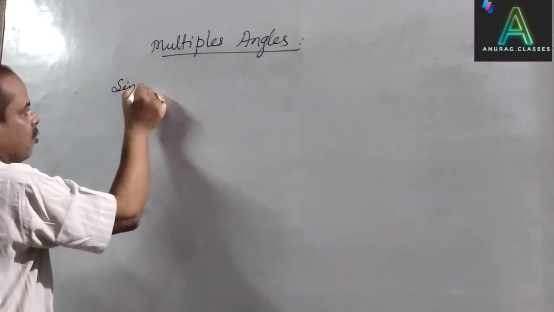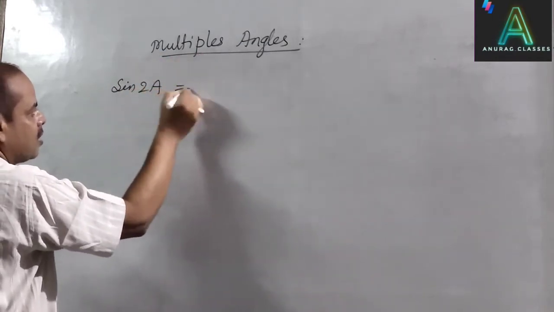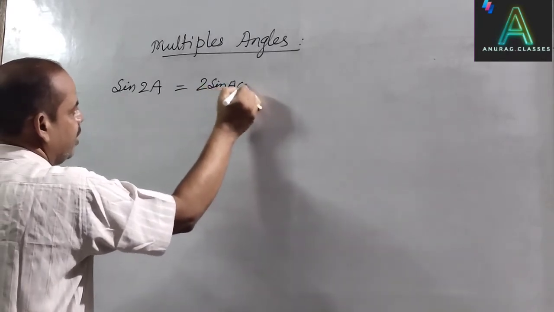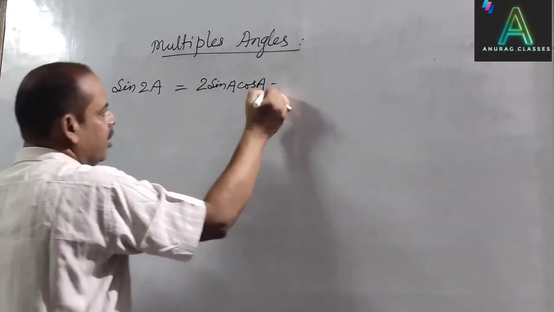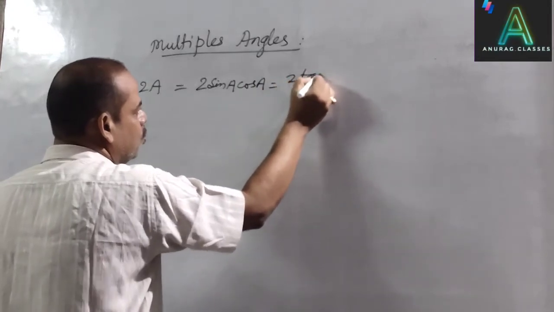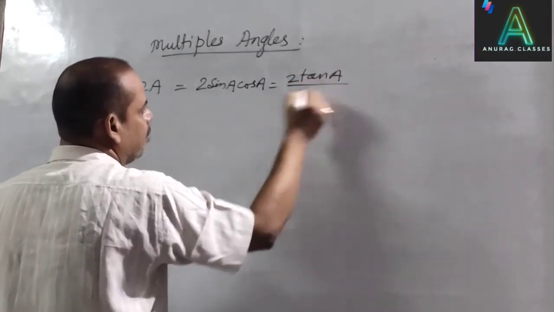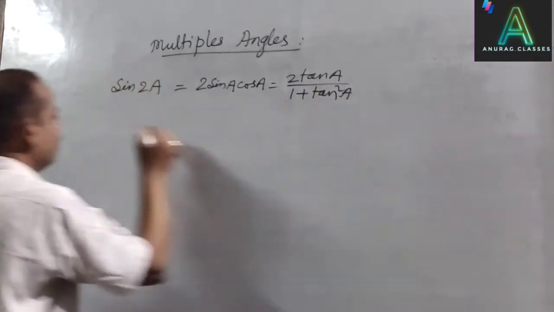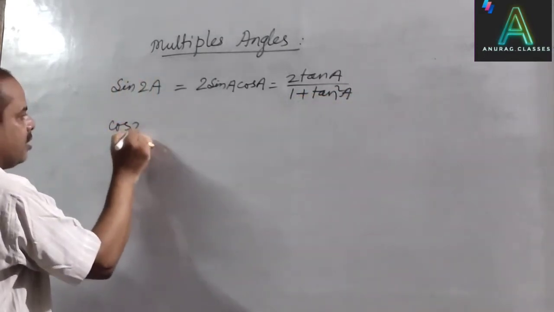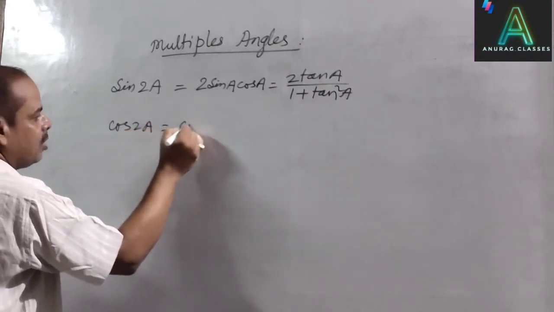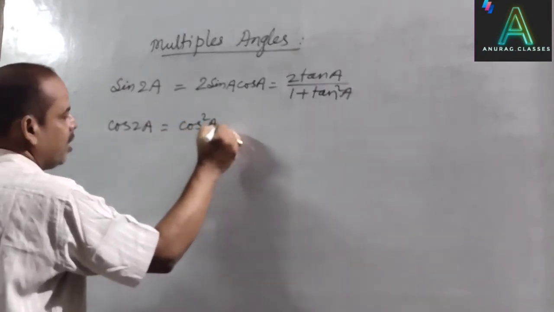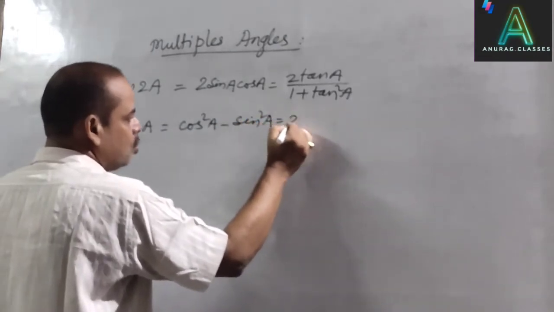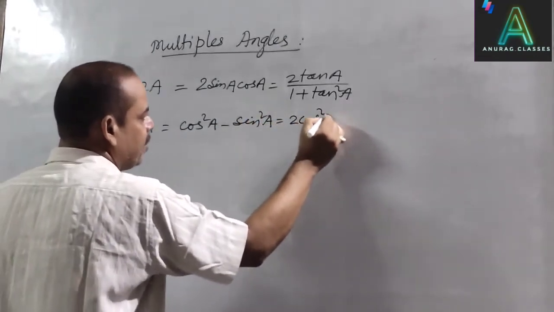In this part, you have to remember some important formulas like sin 2A is equal to 2 sin A cos A, and it is also equal to 2 tan A upon 1 plus tan square A. The second important result is cos 2A, and it will be cos square A minus sin square A, as well as 2 cos square A minus 1.